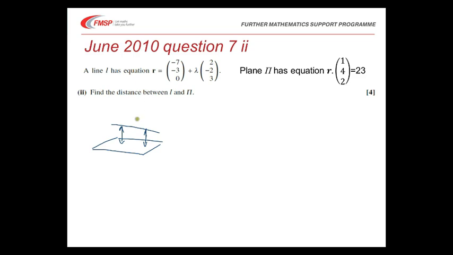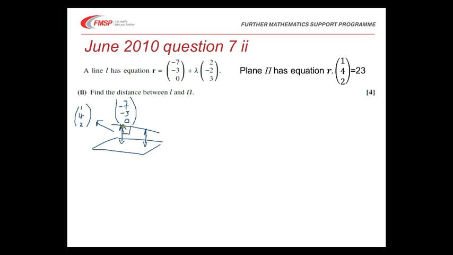What I'm going to do is use the fact that I know a point on the line. Let's say this is the point I know, (-7, -3, 0) is a point on the line, and I know the direction of the normal, because it's a normal to the plane and a normal to the line, so this direction is (1, 4, 2).